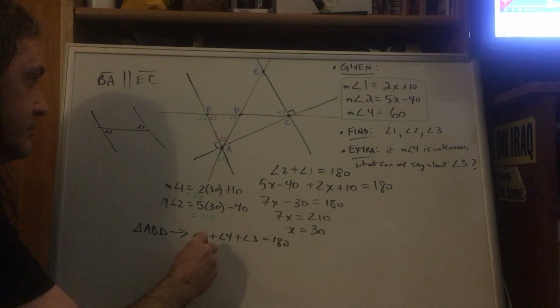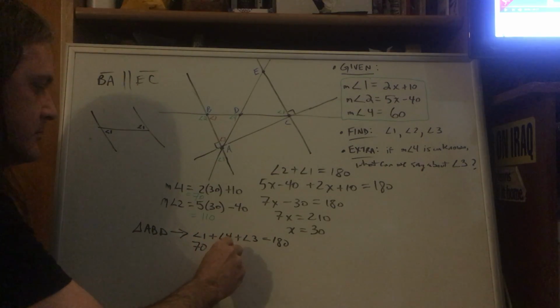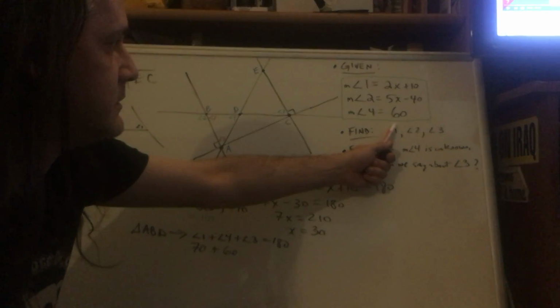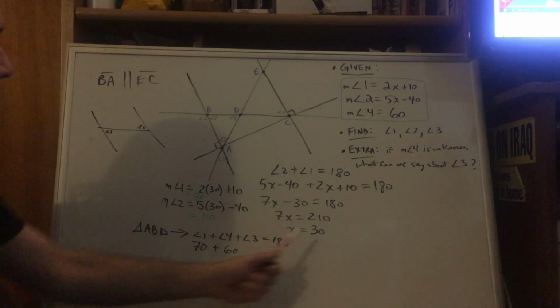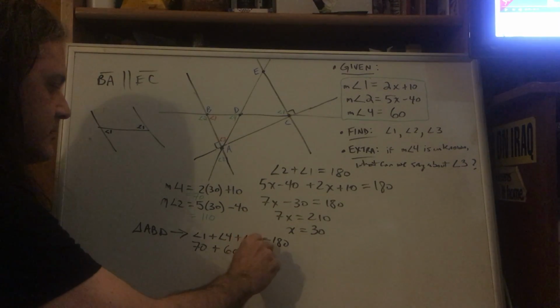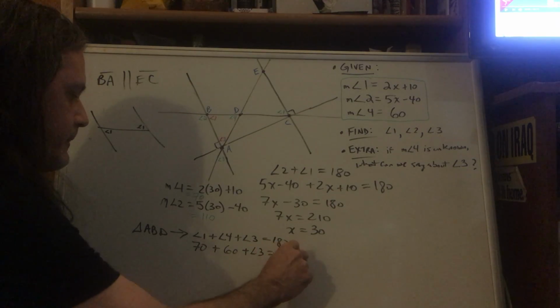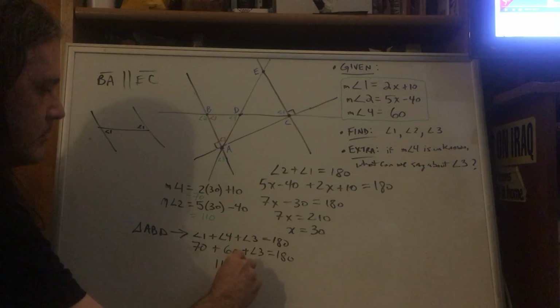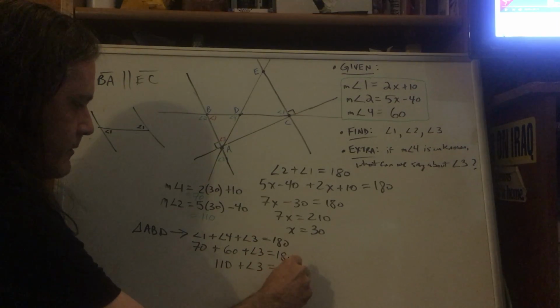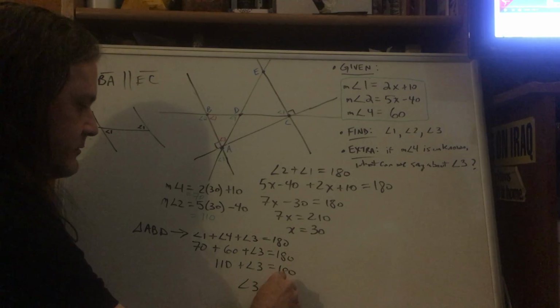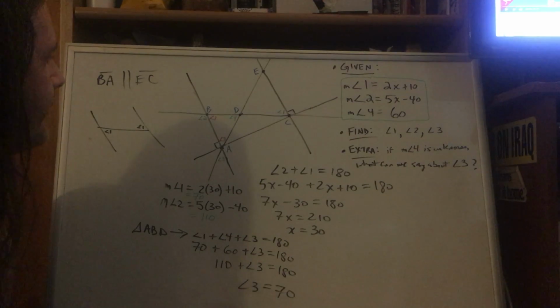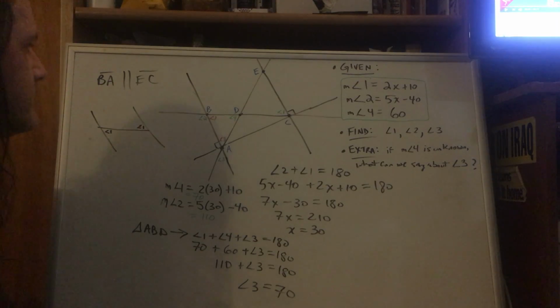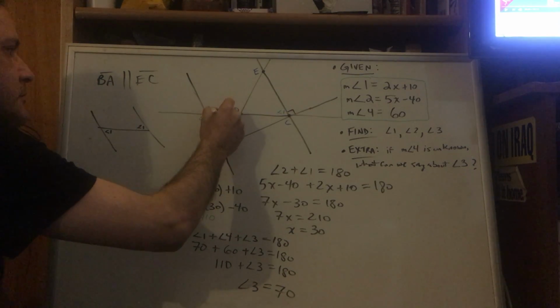Well, angle 1 is 70. Angle 4 is 60. Again, we're told angle 4 is 60. We found out angle 1 was 70 once we found x. And so now we can solve this to get angle 3. So angle 3 is also 70. How about that? Which, interestingly enough, means this is an isosceles triangle.